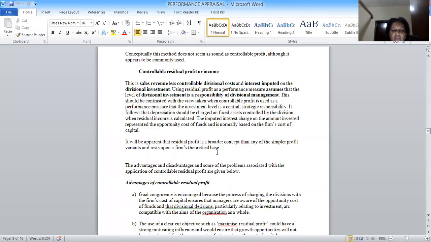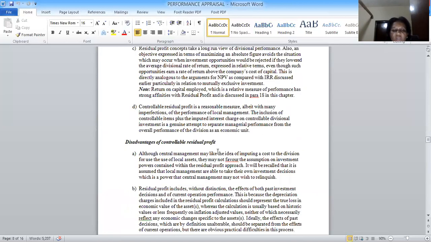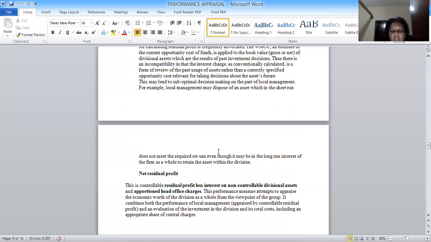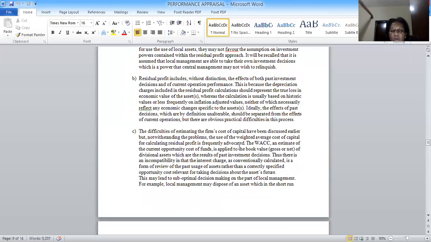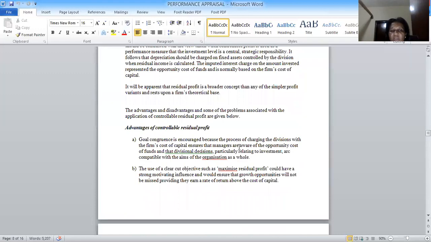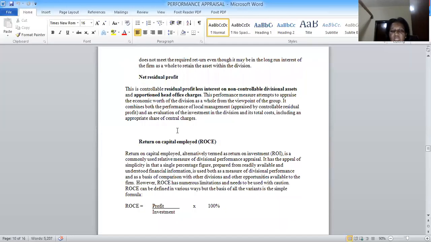Then we have advantages of those controllable residual profits, and we have disadvantages of that. So read those things. Then we have the net residual profits. This one was controllable residual profits, and this one is net residual profits. So the net residual profit is more or less the same.